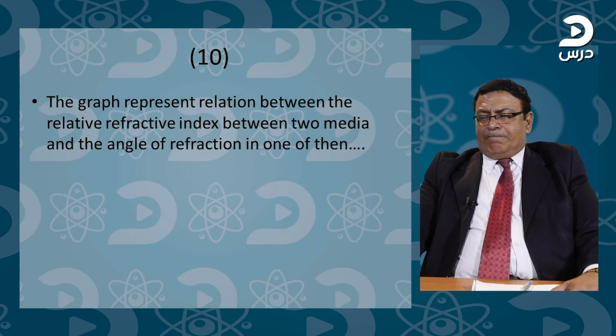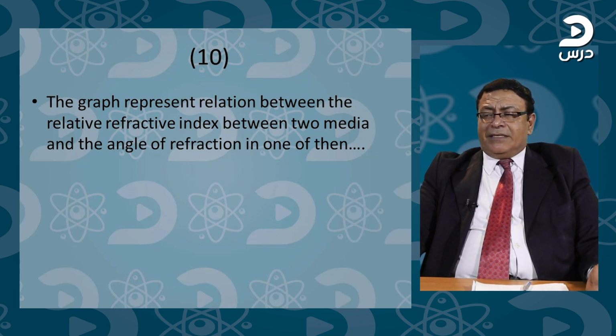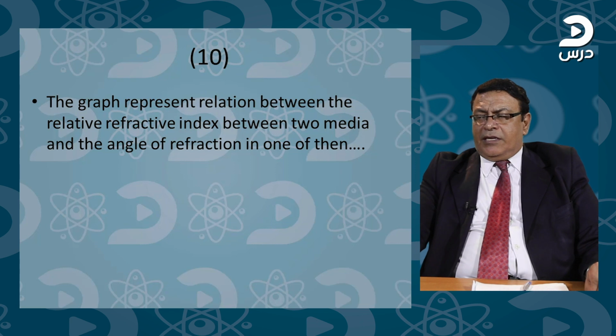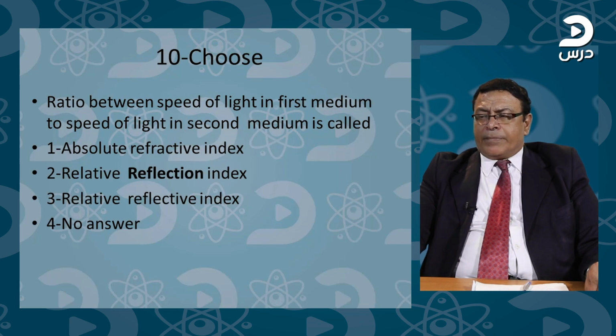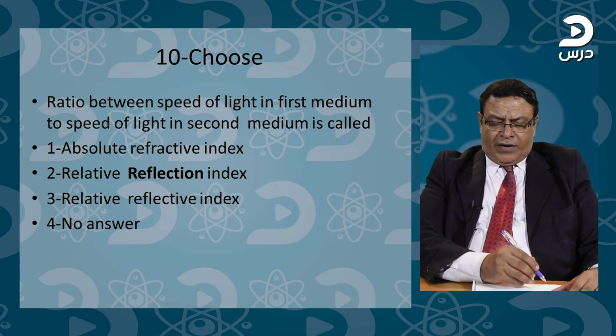Question number 10. The graph represents the relation between the relative refractive index between two media and the angle of refraction in one of them. It says: the ratio between the speed of light in the first medium to the speed of light in the second medium is called. Is this the absolute refractive index, the relative refractive index, or no answer, or just refractive index? Let's see the answer.